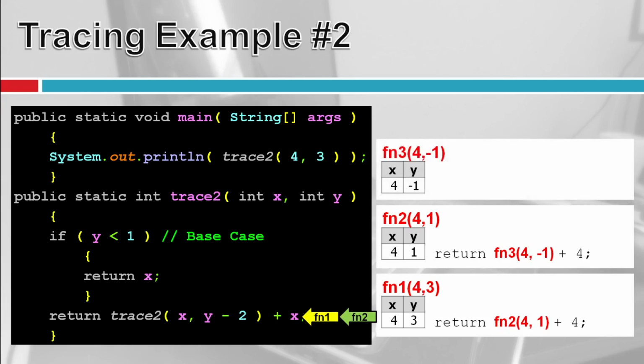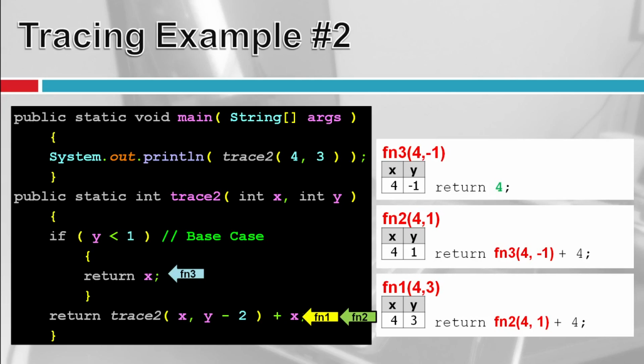Alright, this time through, we're looking at this. Now y is negative 1 and it's less than 1. So we're going to hit this case, and we're going to return x. X at this point is 4, so we're returning 4.